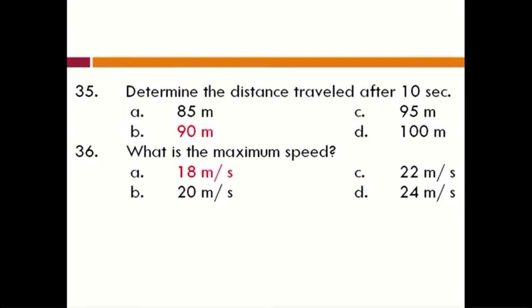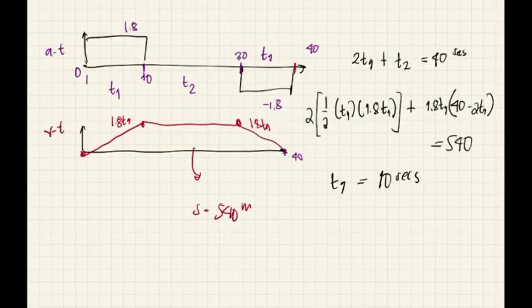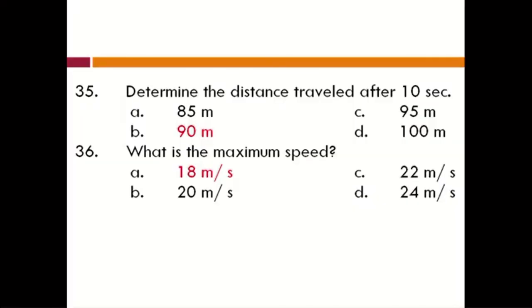And yung distance traveled after 10 seconds is yung area lang ng rectangle sa taas, which is 1.8, na, ito pala, sorry, area ng triangle pala. Ito yung hinahanap natin, distance traveled after 10 seconds. So that's 1/2. Ang base natin ay 10 seconds, ang height natin is 18. Okay? So ang sagot is 90. Okay, so yun yung ating mga sagot. 35 is letter B and 36 is letter A.